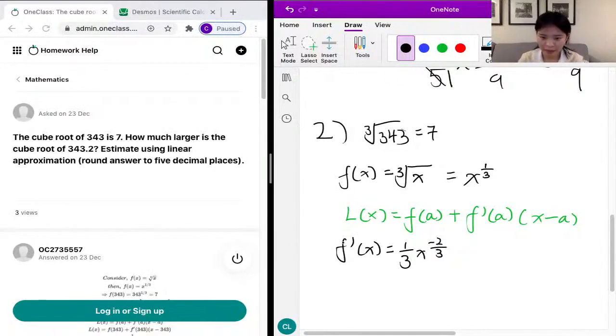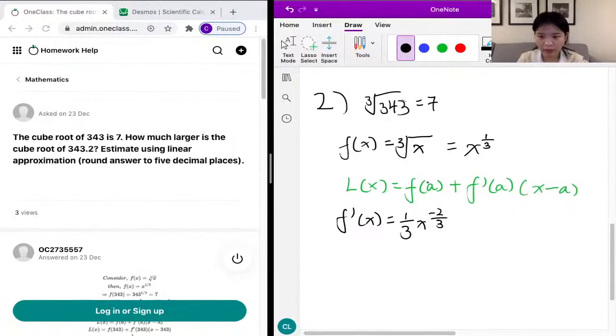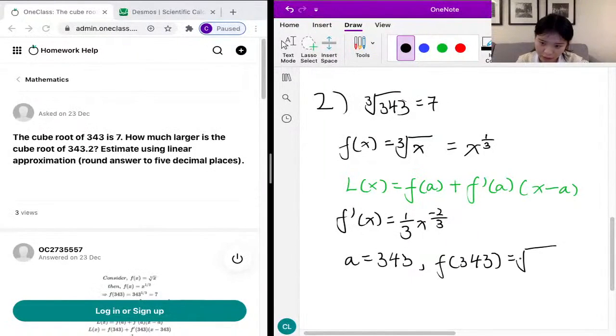And now we have the derivative of f of x. Let's find f of a. The point that we want to use to approximate this value, the point a, is 343. So a is equal to 343, and f of a, or f of 343, is equal to the cube root of 343, which we already know from the question is 7. So this equals 7.